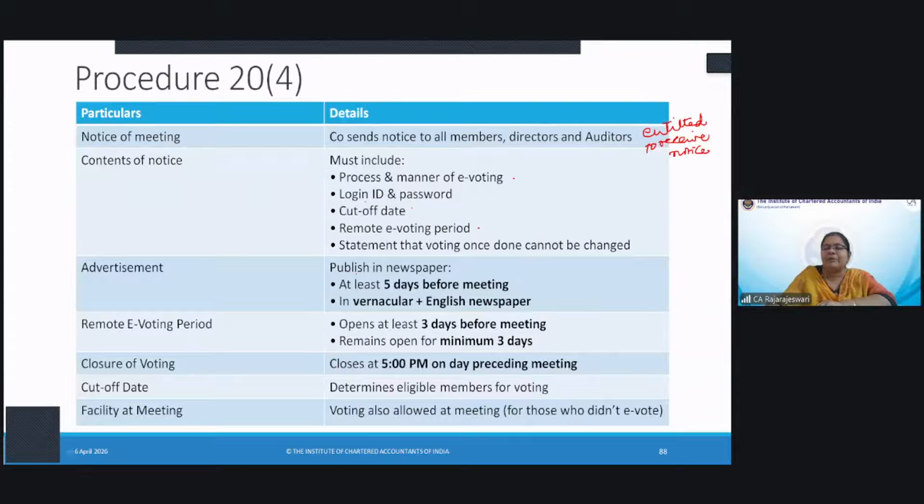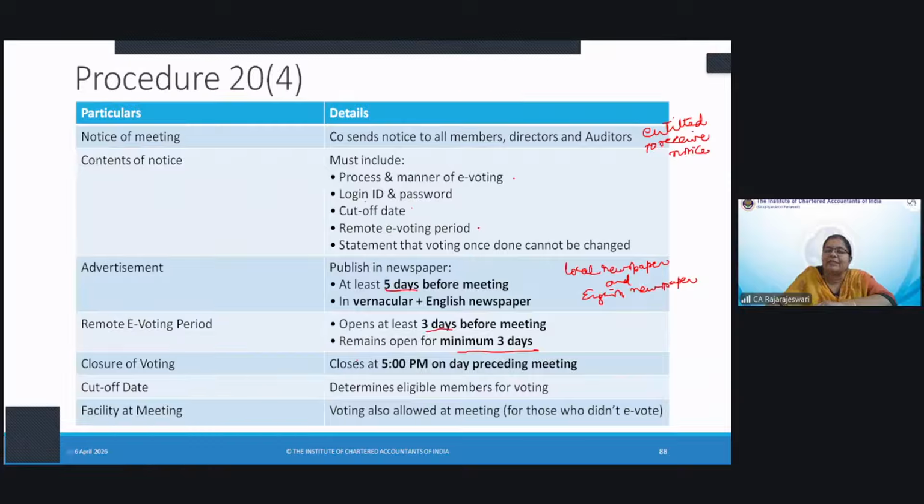And an advertisement should be published in a newspaper at least 5 days before the meeting, in one vernacular newspaper and one English newspaper. As we know, a vernacular newspaper is a local language newspaper that is circulating in the state, and one English newspaper. In the regional language and in English, the advertisement should be given. And remote e-voting is opened 3 days before the meeting and remains open for a minimum of 3 days.